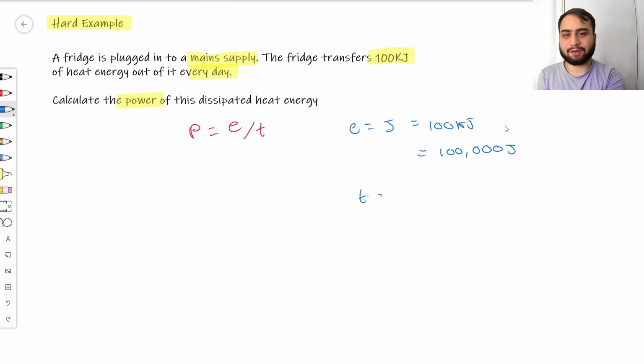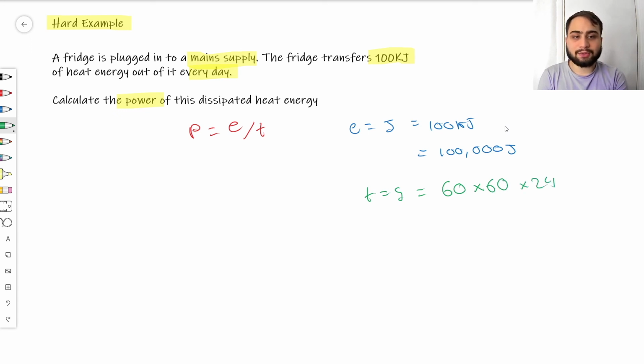Okay, so let's do that. In fact, let's do that in a different color. T is equal to seconds, and how many seconds are in there? Okay, so let's start with the smallest one. There are 60 seconds in a minute, and there are 60 minutes in an hour, and then there are 24 hours in a day. That is equal to 86,400 seconds.